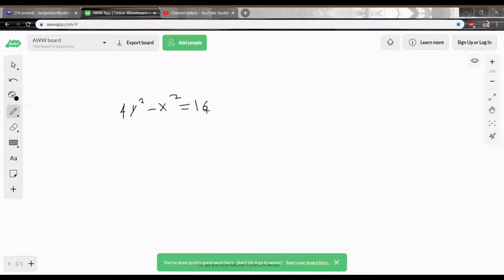And we'll begin by making it look like the general form equation that we're familiar with. So we're going to do that by making this constant over here equal to 1. To do that, we'll divide both sides by 16. That's going to give us 4y squared over 16 minus x squared over 16 is equal to 1. Simplifying, we can say that y squared over 4 minus x squared over 16 is equal to 1.